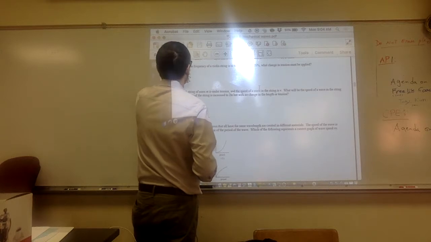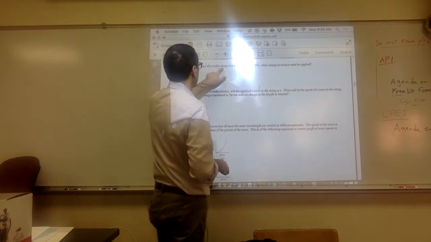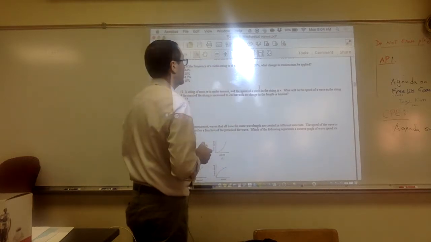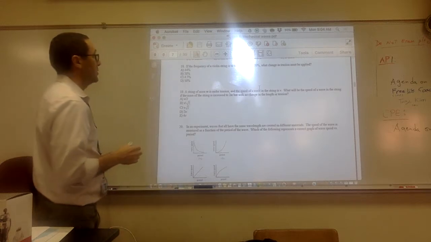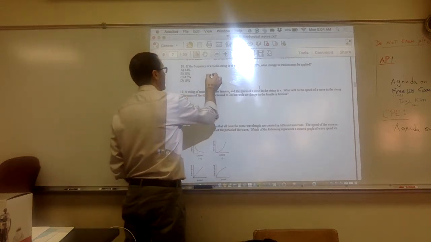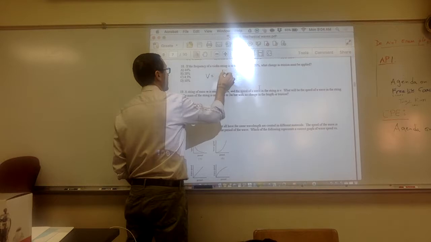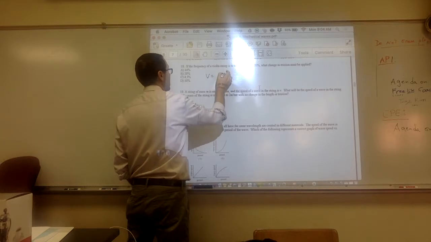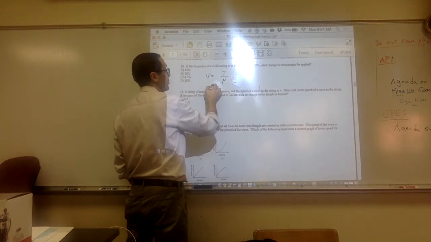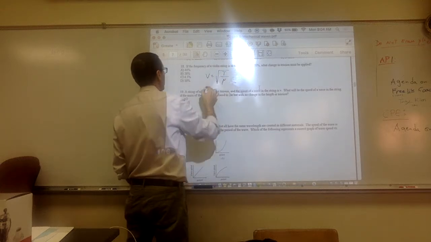All right, number 18. If the frequency of a violin string is to be increased by 20%, what change in tension must be applied? So v equals the square root of the tension over that linear density mu, right?